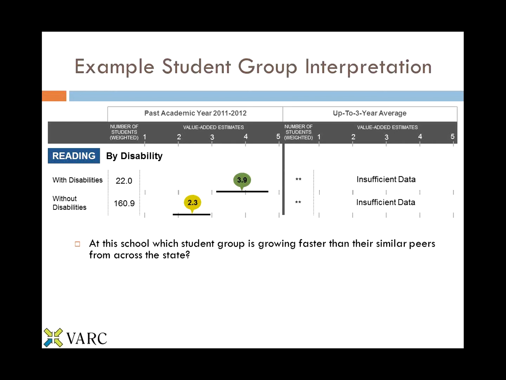I also want to note that in the right-hand column, this up to 3-year average, it says insufficient data. This will get filled in future years once we have done student group performance in the future. So right now it's blank for everybody. Just expect that.